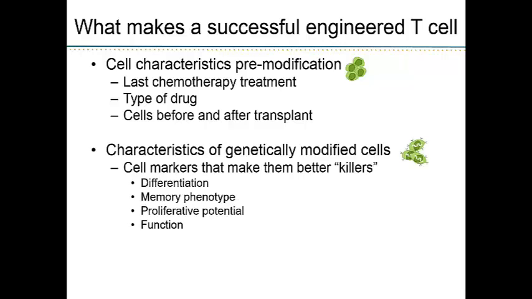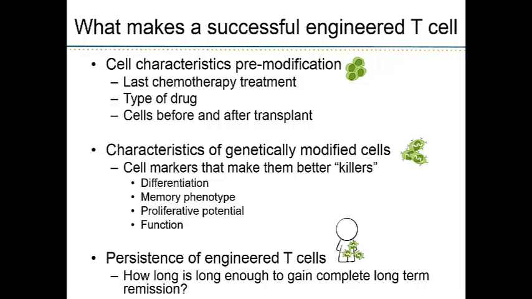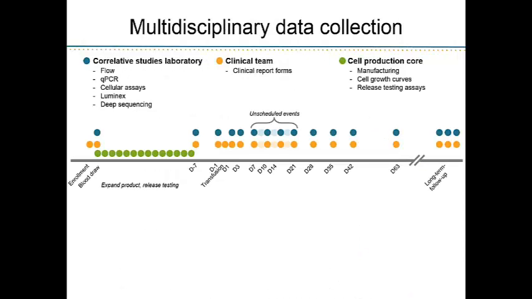Once we modify them, we are trying to look for markers that would correlate with cells that become better killers than others, so why it would be successful in the body. And then finally, we're looking at how long these T cells are sticking in the patient. So if we have a really transient engraftment, is that enough for the cancer to be selectively killed and the patient to be in long-term remission, or do we need a very long persistence to see this? The Correlative Studies group is aiming to answer most of these questions.